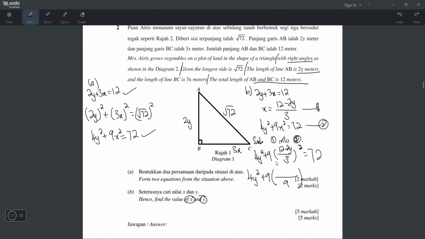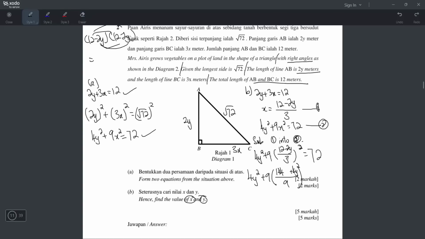Okay, some students, they will make this mistake. They will just do 12 square, and then they dapat 144, and then they just do negative 2y square, they get positive 4y square like this. Okay, this is wrong. Kalau saya nak ambil atas square, apa maksud dia? Maksud dia 12 minus 2y square, macam ni. And maksud dia sebenarnya adalah 12 minus 2y times 12 minus 2y like this. And cara betul adalah macam ni, darab macam ni, macam ni, macam ni, macam ni.